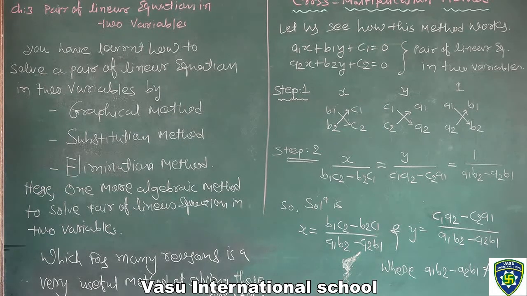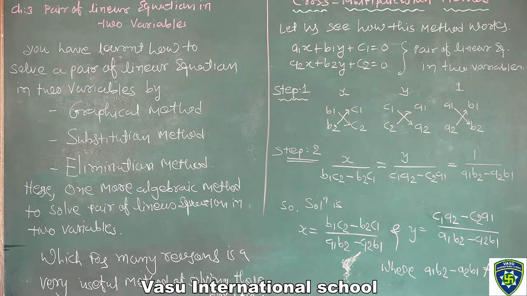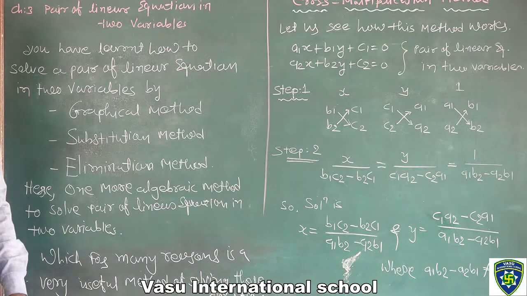Standard 10, subject maths, chapter number 3, pair of linear equations in two variables. In the previous lesson we studied the solution of a pair of linear equations in two variables by the graphical method, substitution method and elimination method. Now we will study one more new method, the cross multiplication method.